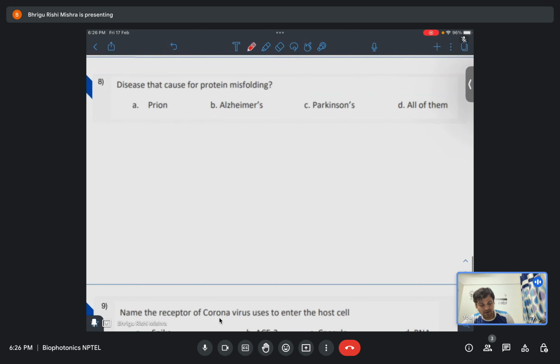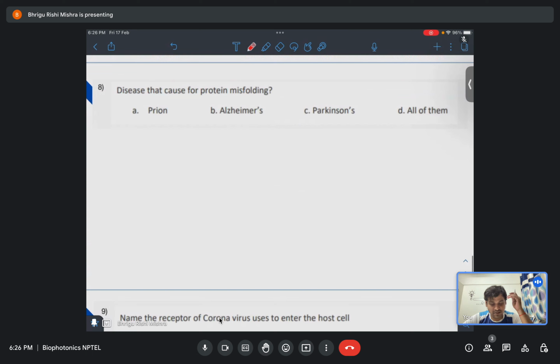The next question is which disease is caused by protein misfolding. Protein misfolding is where, rather than going into the correct shape, there is some misfolding and it creates another structure. That appears in the form of disease, and it can cause several diseases. Whatever is mentioned here, Brain, Alzheimer, Parkinson, all are due to protein misfolding. So the correct option is all of them.